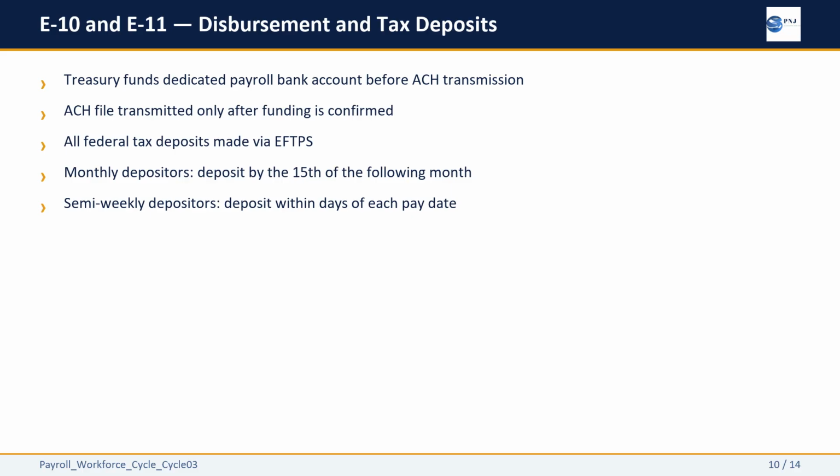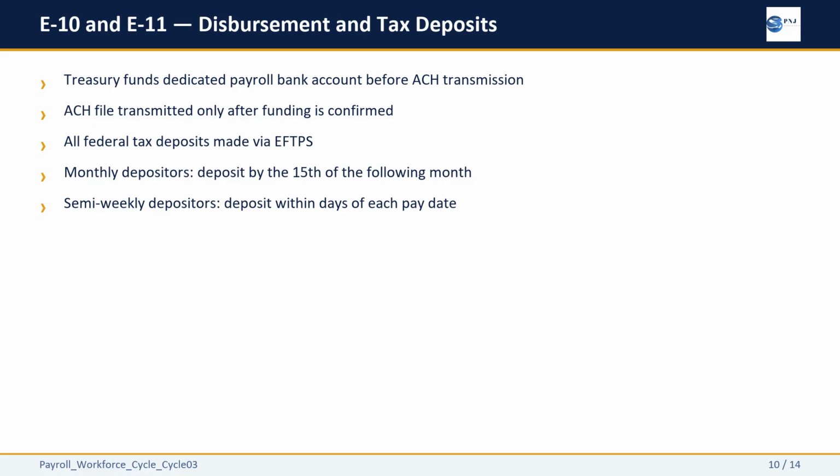Once payroll is approved, disbursement follows a strict sequence. Treasury must confirm that the net payroll total is funded in the dedicated payroll bank account before the ACH file is transmitted. This prevents overdrafts that would delay employee payments.